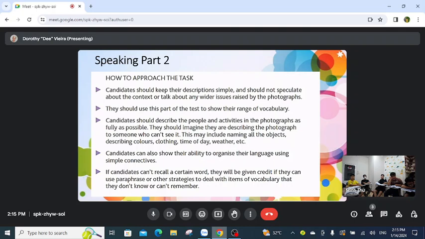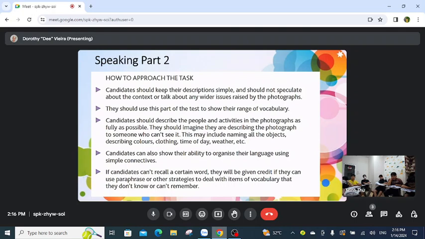This is important. Use this part of the test to show how much vocabulary you know. So, when you describe your photograph, you don't want to use the same words. You don't want to repeat the same words. You want to use many different words to describe the photograph and what you see in it. All right, you should describe the people and the activity in the photograph as fully as possible.